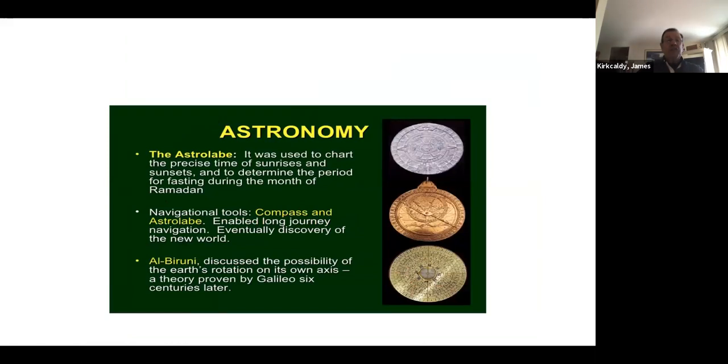Astronomy. Once again, without these instruments, Columbus could not have sailed westward. The astrolabe, as you can see here, with precise time of sunrises and sunsets, helped determine the period of feasting during the month of Ramadan. That's why they needed it. But also, it's a way to tell when you're going east to west where you are. The compass, the astrolabe, all very important to help discover the New World. And that last part here, a very famous Biruni, Islamic scientist, showed how the Earth rotates on its own axis. Theory proven by Galileo 600 years later.